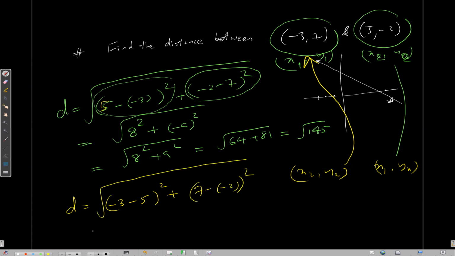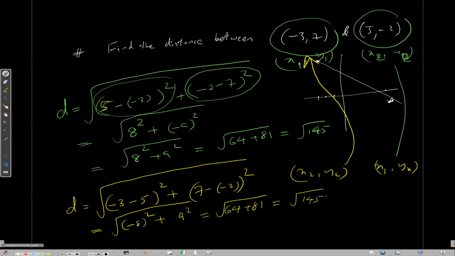Let's see what's going to happen. Now you have -8, everything is squared. And here 7 minus -2, 7 plus 2, that is 9, 9 squared. But -8 into -8 is 64, or it's same as +8 squared. 64 plus 81, see, it's the same thing. So remember, it doesn't matter which minus which, because we are taking a difference, it doesn't matter which order you go.